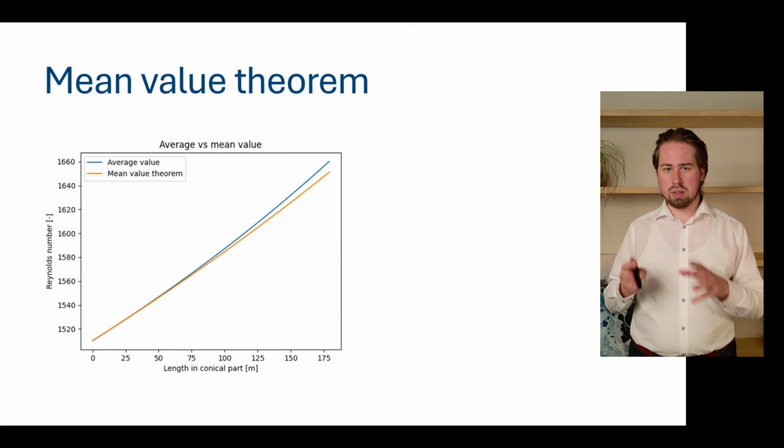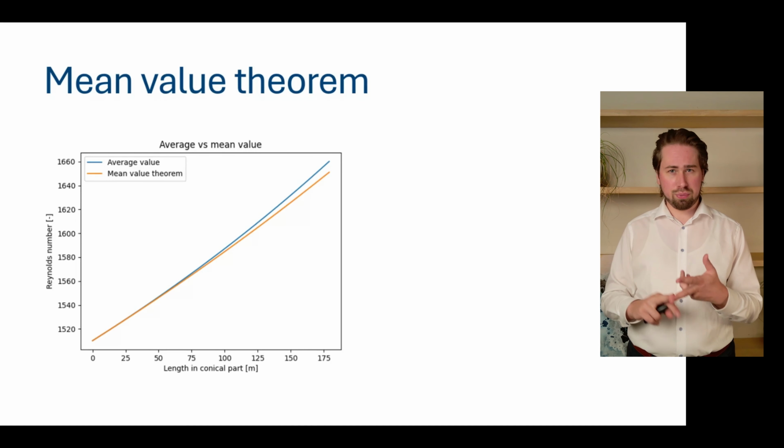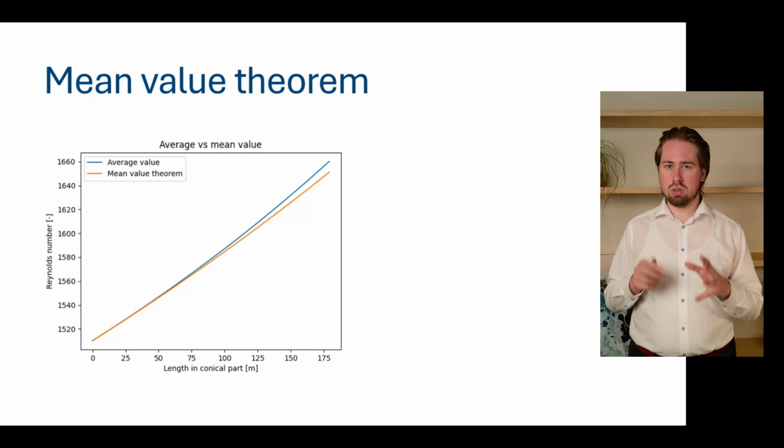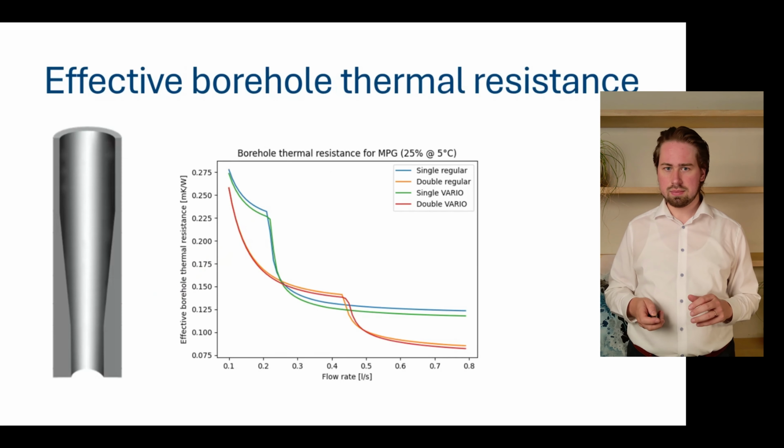So by using this mean value theorem, we can find the actual values for the Reynolds number, the friction factor, the borehole resistance, and so forth. Let us now take a look at how this all relates to the effective borehole thermal resistance and the pressure drop again.